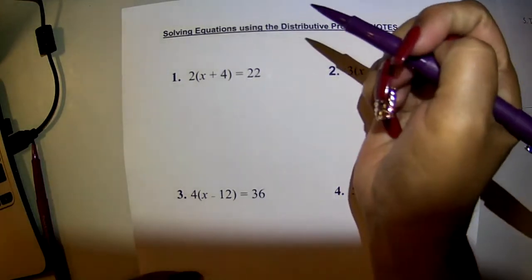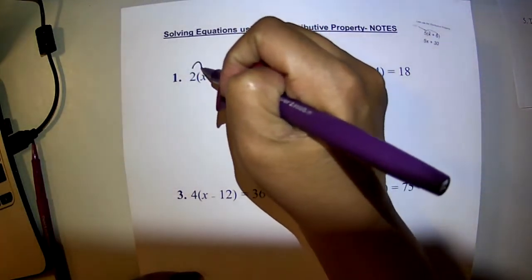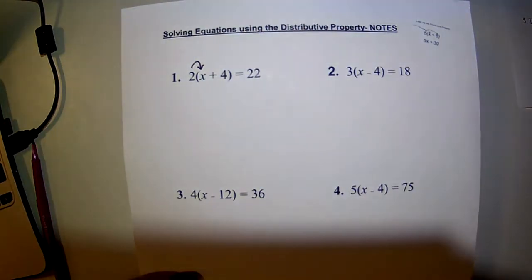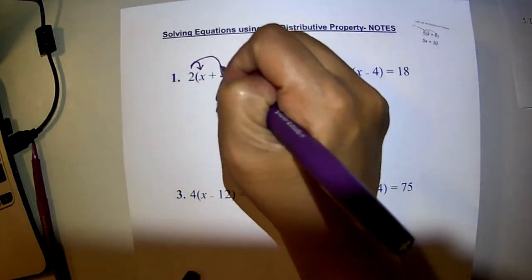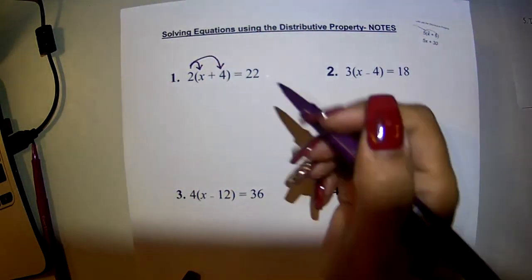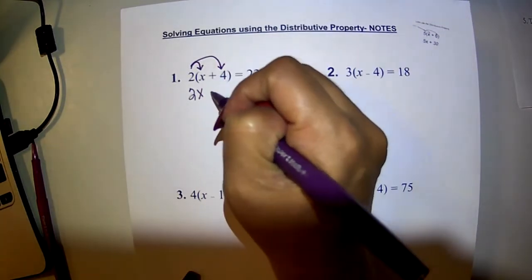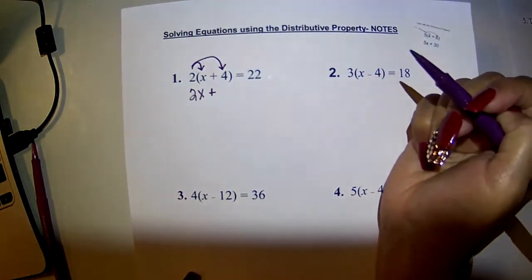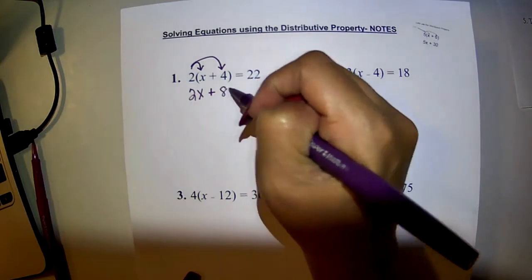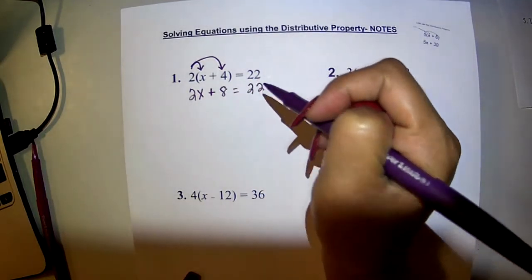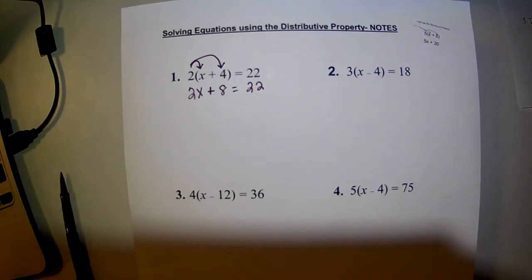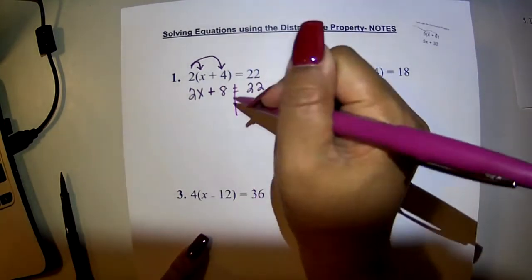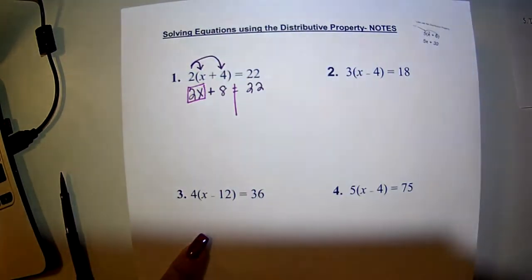So what I'm going to do is use the 2 and distribute it to the x. Every time I put an arrow, that basically means that you're going to multiply the two of them. So 2 times x, and then 2 times 4. 2 times x is 2x. I'm going to put my plus sign there. 2 times 4 is 8, equals 22. So I have now set up my equation removing the parentheses, and I can go ahead and use my strategies and start solving.